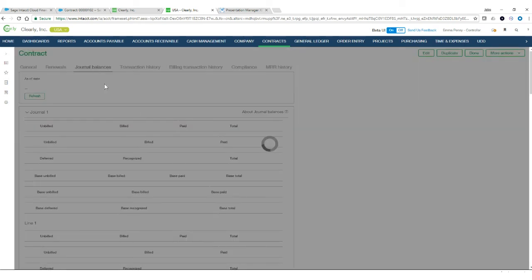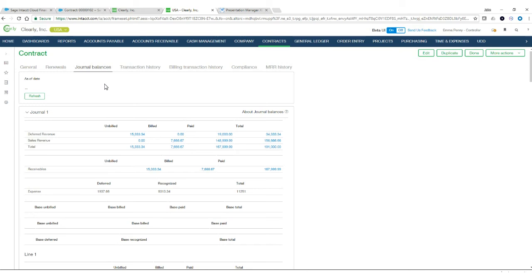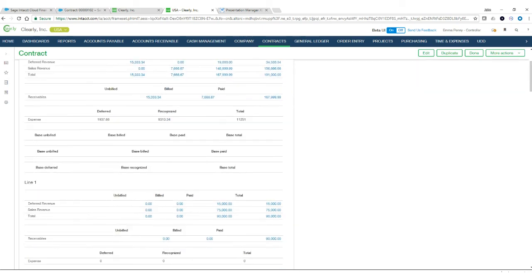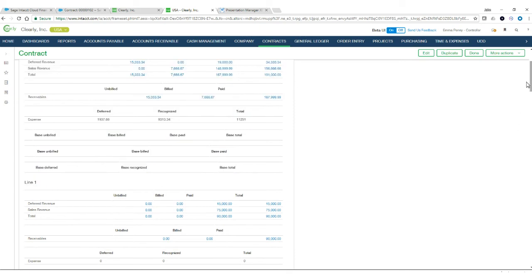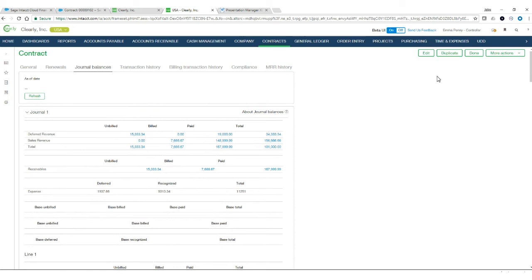So always giving you that snapshot of where am I on this contract, and looking again at the contract as a whole to say, under the guidance of ASC 605 in Journal 1, where am I from an unbilled, billed, and paid standpoint for both my sales revenue and my deferred revenue? Seeing that potentially for each individual line item as it designates down below. And then the same information will be available for purposes of side-by-side ASC 606 reporting as well.